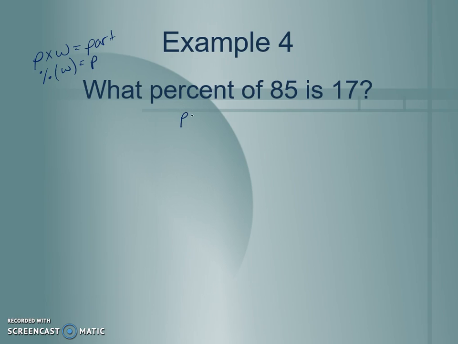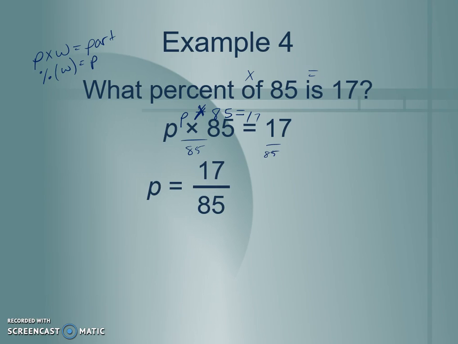So what percent of means multiply, 85 is 17. So this is our multiplication, this is our equal sign. And then we'll just solve it. It's just a nice simple one-step equation. So we'll divide both sides by 85 to get p all by itself. And p equals 17 over 85, or when we divide that out, it's 0.2. And remember, we're solving for a percent, so we want to leave this written as a percent. So we'll just shift this over 2 decimal places and we get 20%.